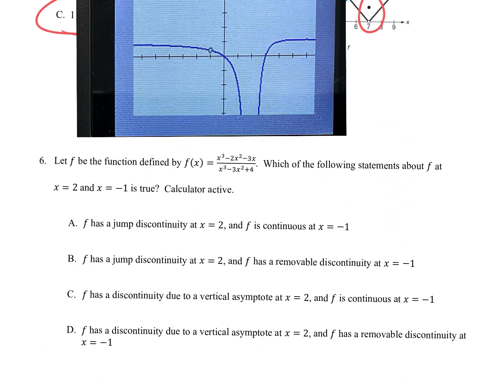And so knowing that, zoom 4, zoom decimal, what can we say about this question? It says, hey, which of the following is true at 2 and negative 1? What's going on at 2, would you say? Yeah, we got a vertical asymptote. I agree. So, do we have a jump discontinuity at 2? Nope, it's infinite. So I'm not digging the word jump. Do we have a discontinuity due to a vertical asymptote at 2? Yep. Is it continuous at negative 1? No, it's not continuous. Discontinuous, removable. Vertical asymptote and removable at negative 1.